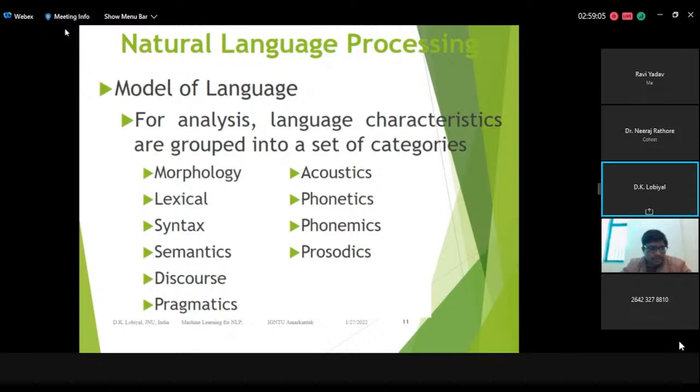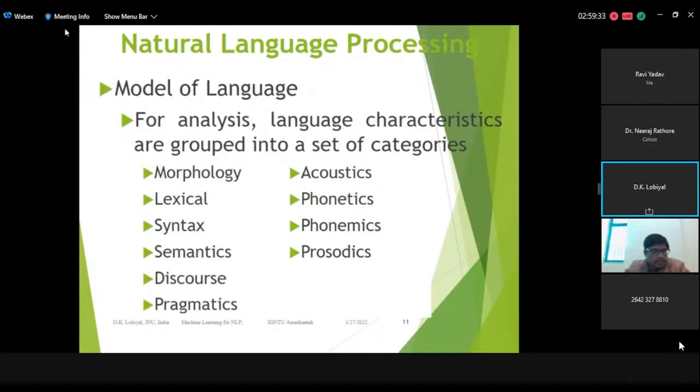Then you have the syntax, the grammar of a language. Then you have the semantics, that means how the semantics has to be identified. I'll explain. Then you have discourse. Then you have pragmatics. That is what you go with for the text. If you go with speech, you have acoustics, phonetics, phonemes, phonemics, and prosody. These are all aspects which have to be dealt with in language processing, whether you apply machine learning or some other techniques.